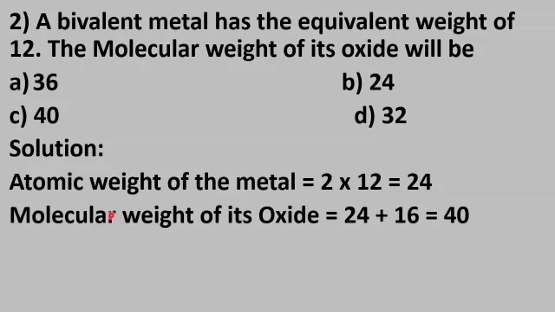So next we can calculate molecular weight of its oxide by adding atomic weight of the metal and atomic weight of the oxygen. So 24 plus 16 is equal to 40, the molecular weight of metal oxide. Therefore correct option is option C.